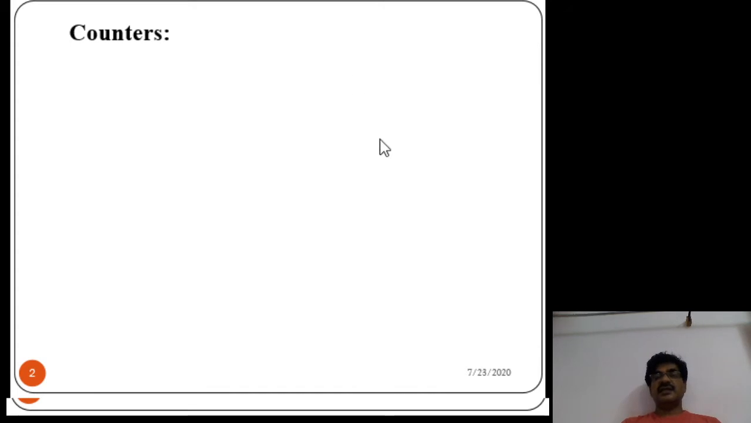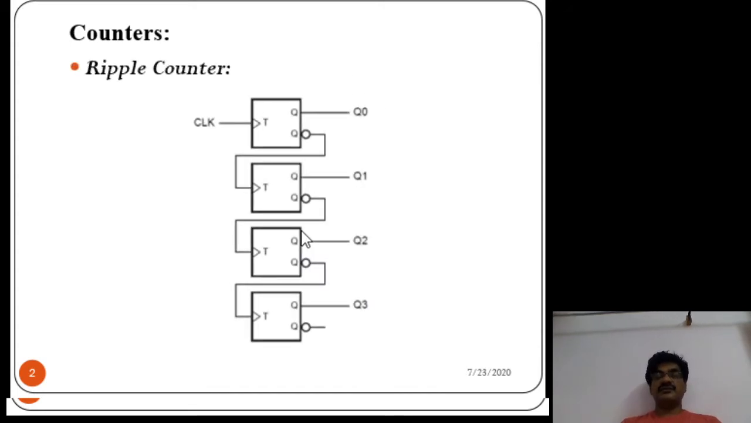So let us see the construction of a ripple counter. This is the construction of a ripple counter using T flip-flops. Here it is a 4-bit ripple counter. So the number of flip-flops here is 4 and the source clock is connected to the flip-flop in the LSB position. Whereas for the other flip-flops, the clock signal comes from the output of the previous flip-flops.